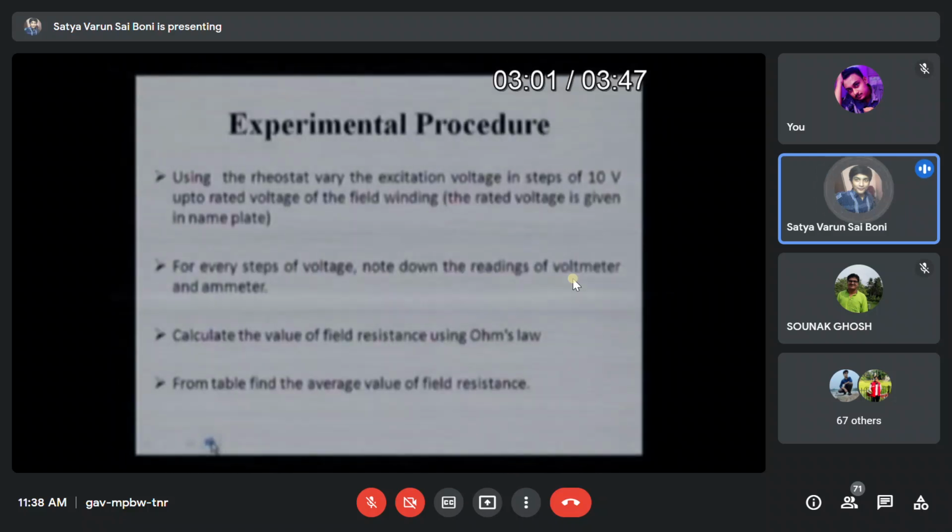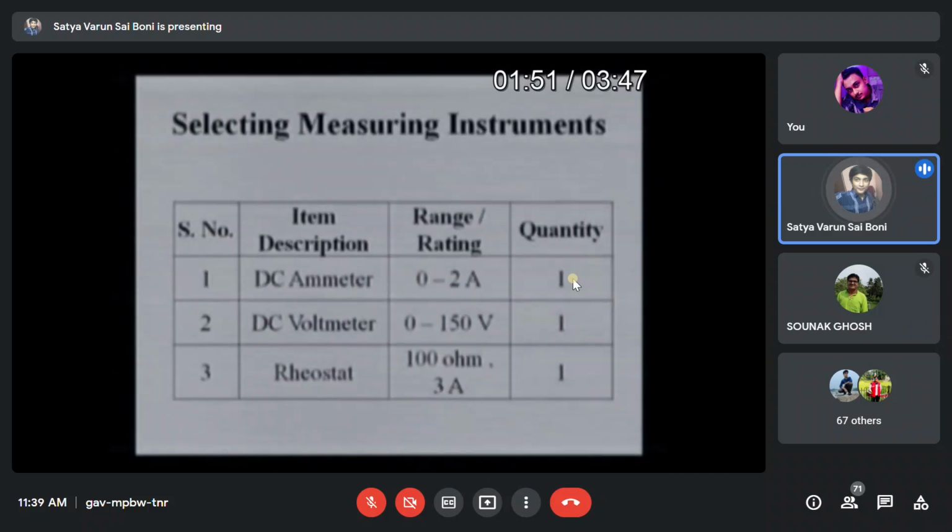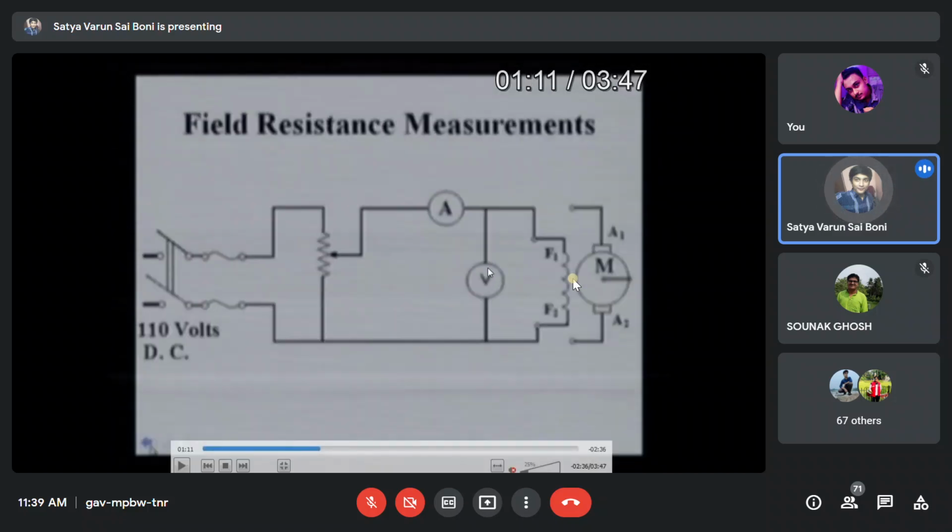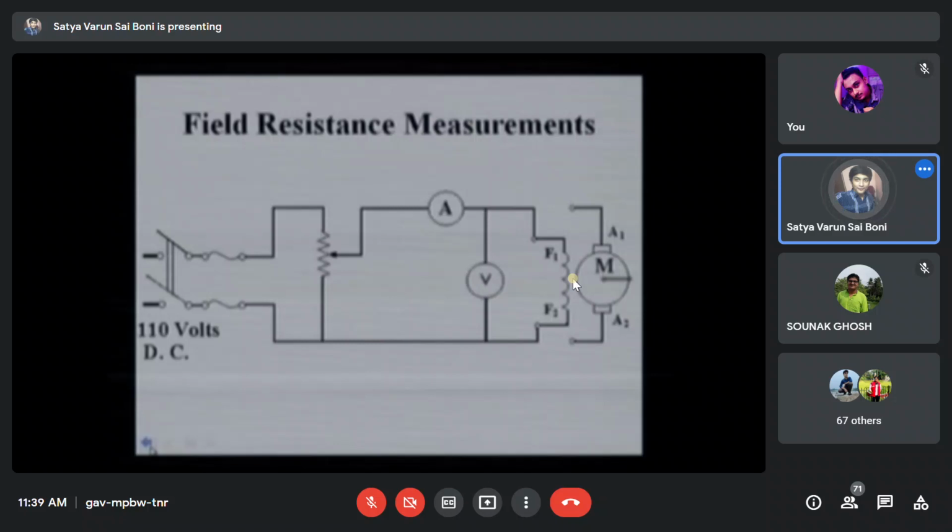It is very simple. Compared to armature resistance, it is easier because there is no need to block the rotor, and there is no need to do the experiment in a quick manner. There are no problems in this experiment. It is very simple.